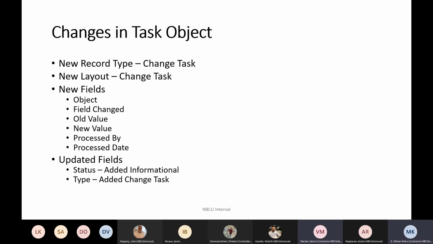So actually, these are the considerations we made, and we added the informational value to the status, and we have added the change task value. It is a pick list value, informational is also a pick list value. So these two pick list values have been added to the corresponding field in the task.